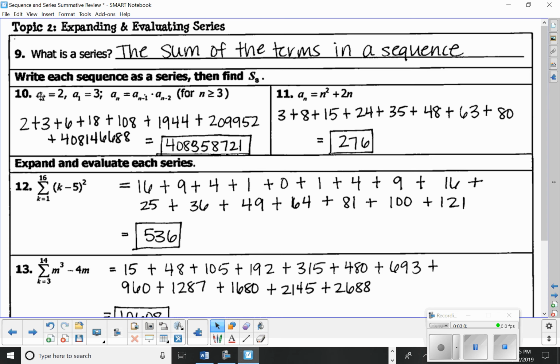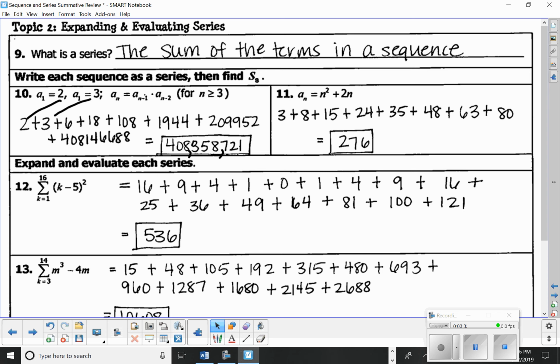So you've got the first term, you've got the second term. And this tells you that you're multiplying. So 2 times 3 is 6. 3 times 6 is 18. 6 times 18 is 108. 18 times 108 is 1,944, and so on. And then you add them all together, and you have this 408,358,721.